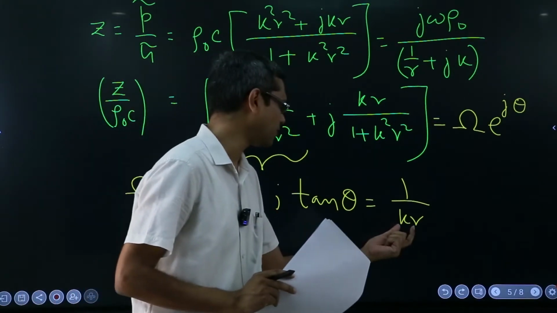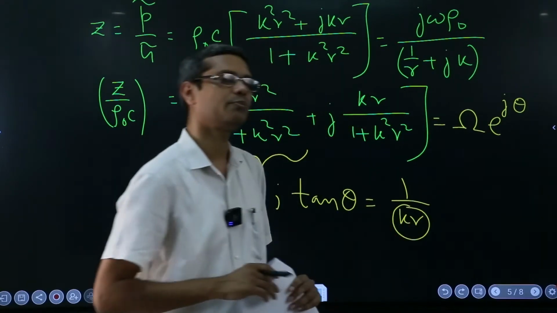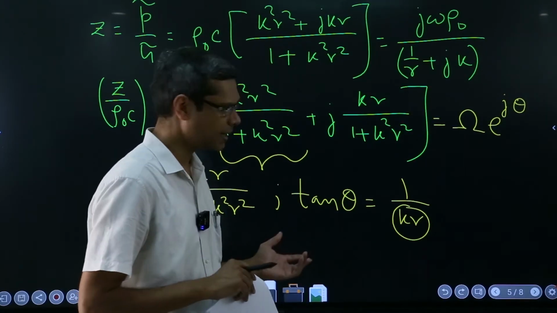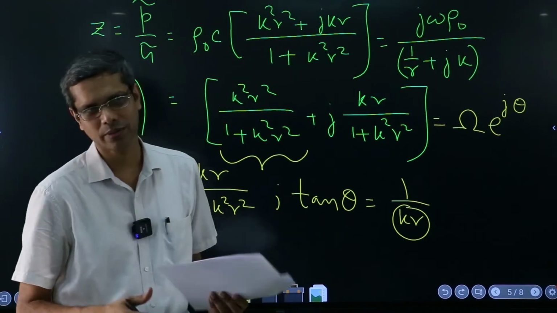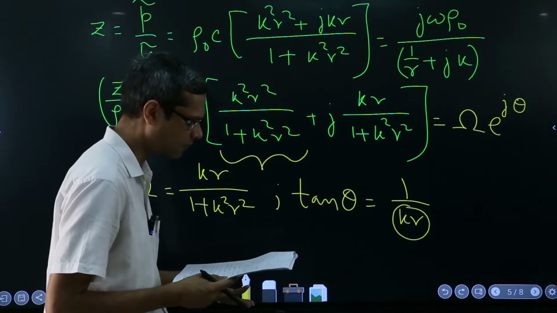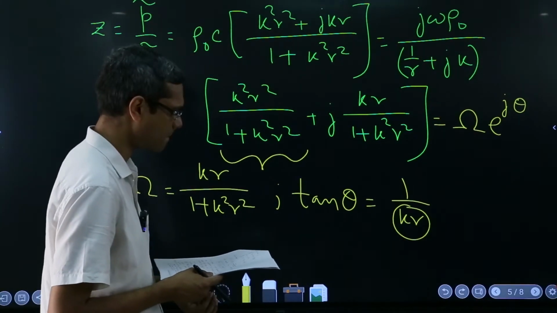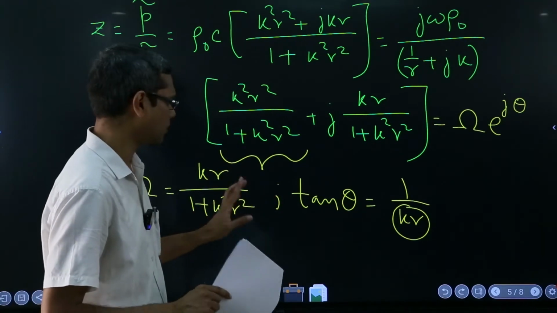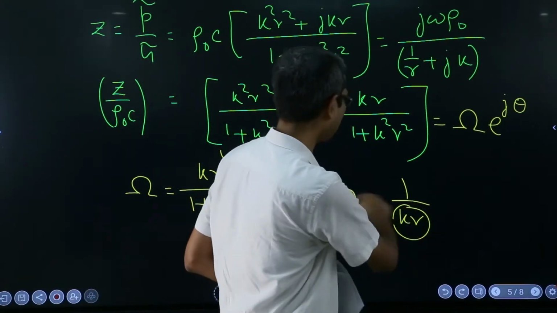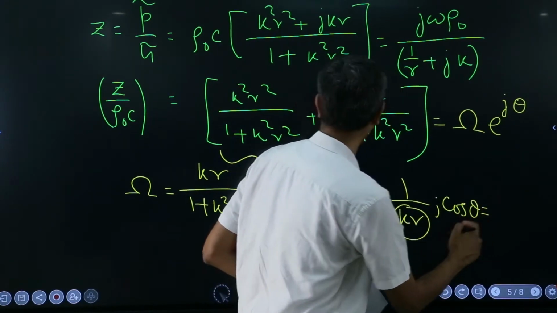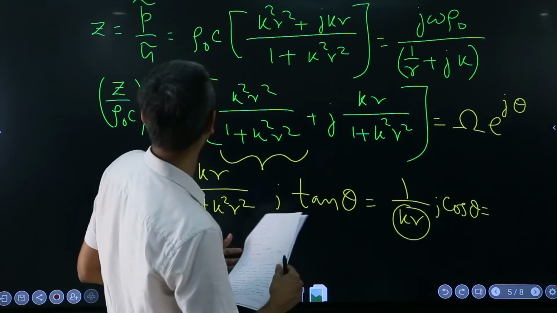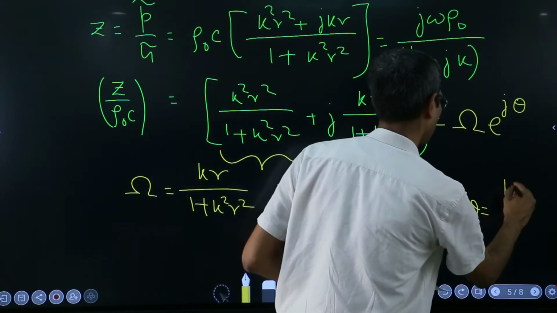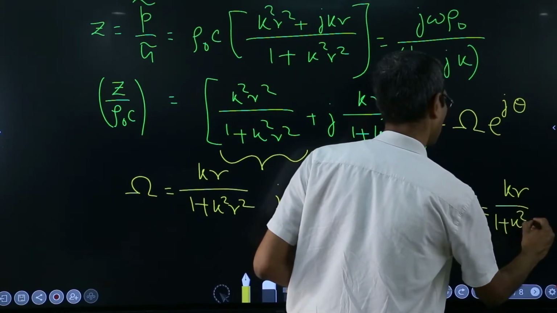Now think in terms of the product kr. This product of k times r is called the Helmholtz number. It's a dimensionless parameter which talks about smallness and largeness. Now imagine, if this is tan theta, the value of cos theta will become exactly, I think this. Yeah, you just evaluate. So kr over 1 plus k square r square.